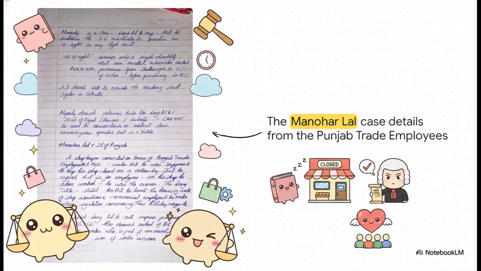Let's actually zoom in on that Manohar Lal case in Punjab because it is fascinating. A shopkeeper was convicted under the Punjab Trade Employees Act of 1940 for keeping his shop open on a mandated closing day. The shopkeeper went to court and argued, hey, the long title literally says this act is to limit the hours of shop assistants and employees. I am the owner working entirely alone. He really thought he had found a brilliant loophole using the long title to limit the law's scope.